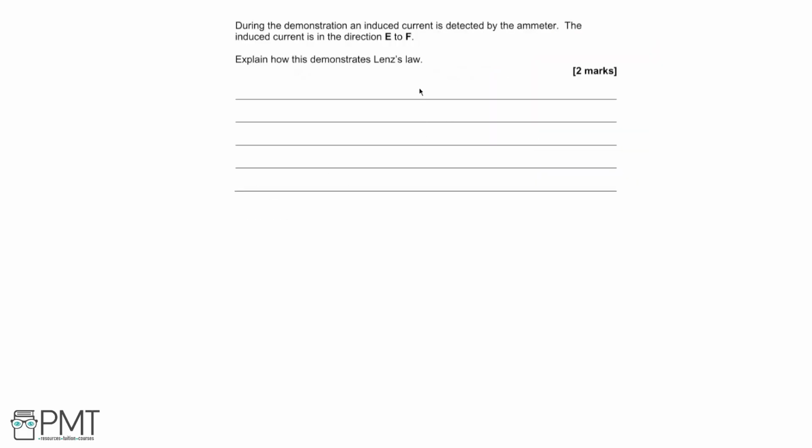The next part of the question says, during the demonstration, an induced current is detected by the ammeter. The induced current is in the direction E to F. Explain how this demonstrates Lenz's law.